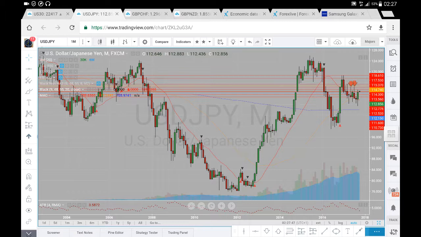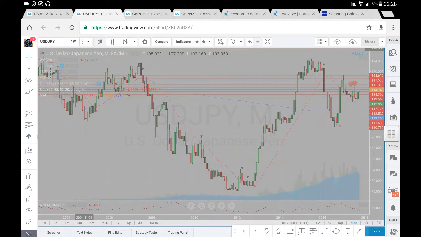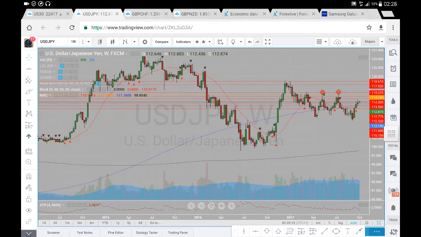Prices do appear to be heading upwards on the US dollar Japanese yen, with last month closing near its highs. Now let's go down to the weekly time frame. Let's just see where we are.